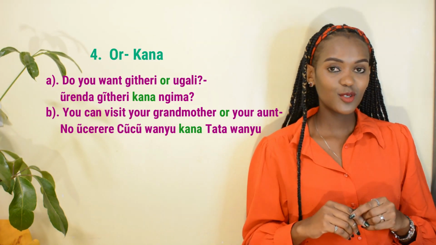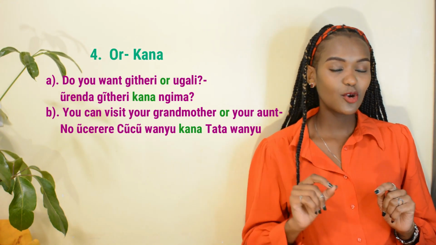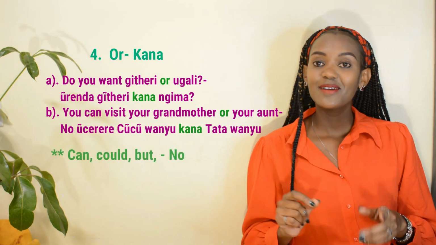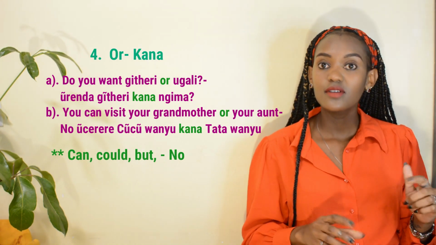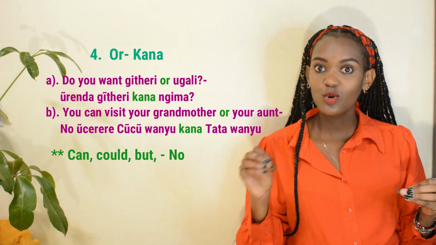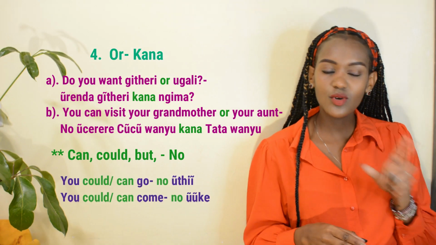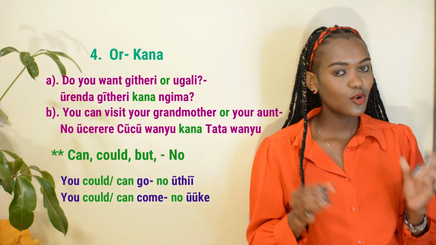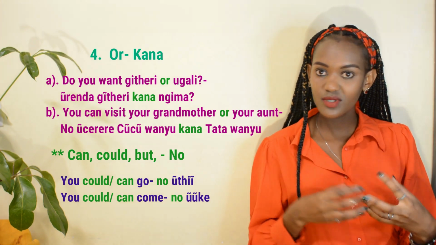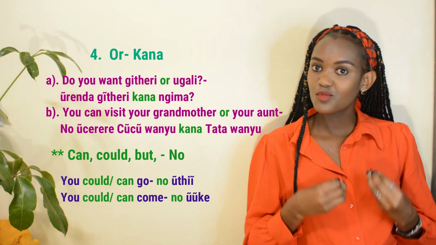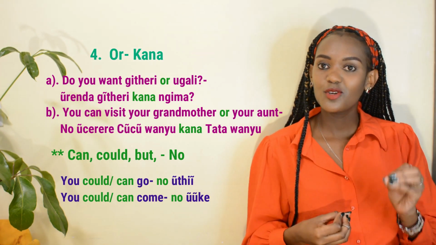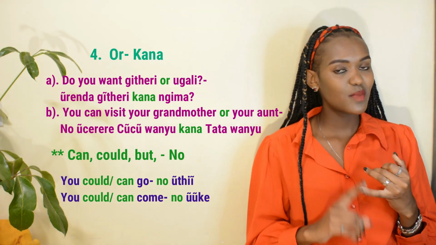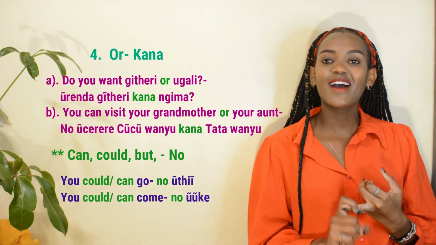Well, if you have noticed, I said no ucerere. You can. Can in this case can also be no. Remember we said that but is no. Same thing as can and could. When we say you could go, you can go, it will still be no. No uthie. You could come on Monday. No okay. Muthenya wa mwambĩrĩrio. You could go. No uthie. You can come. No okay. So no is either but, can also be can, and can also be could.